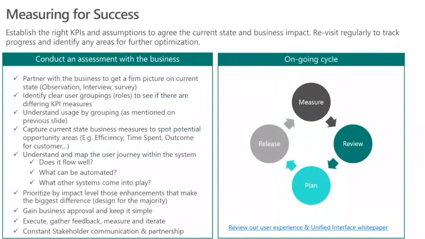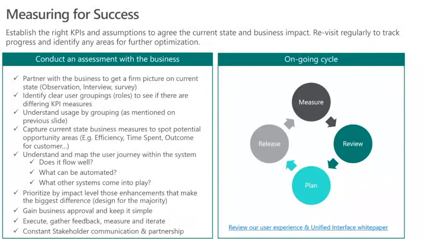Once you have your initial set of KPIs, you want to engage with the business to make sure that you have a good understanding of the current state of the business. You also want to get an agreement from the business on any assumptions that you may have. Run an assessment with the business to get a good understanding of where the business is today, what are the gaps and challenges the users have today, and if there are any differences in terms of KPIs from within the different user groups that you're targeting.